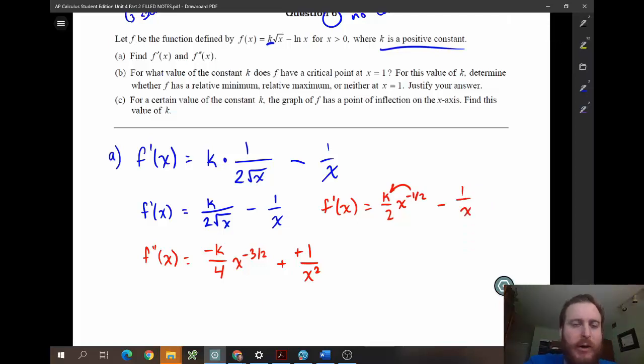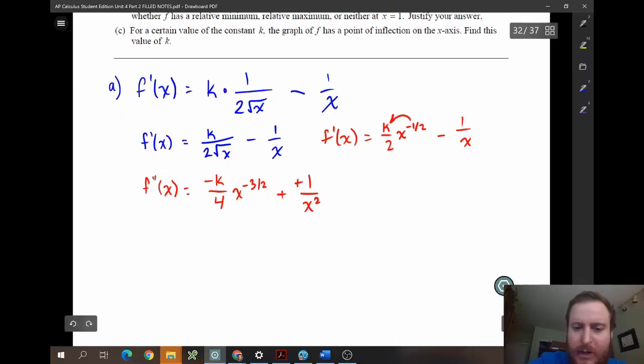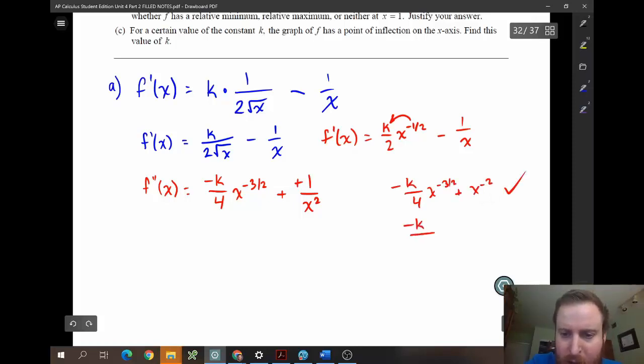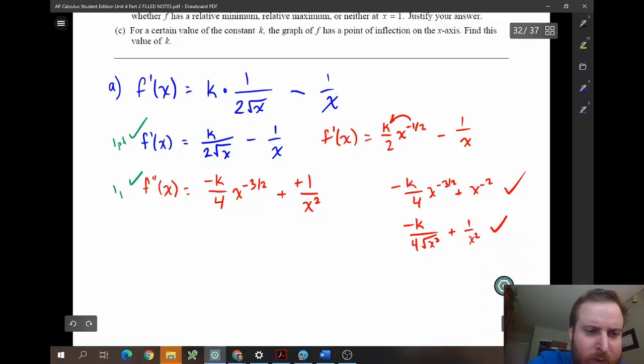So there's my first derivative, there's my second derivative. Honestly, for free response, it doesn't really matter how you write these. Okay? If you had written this as negative k over 4 x to the negative 3/2 plus x to the negative second, you would have gotten the point. If you would have written it as negative k over 4 square root of x cubed plus 1 over x squared, you would have gotten the point, full credit. So there are lots of different ways you could have written it. Even for the first one, if you had written it as k over 2 x to the negative half minus x to the negative 1, you would have gotten the point. But the two that I like are the way that I wrote it here. And so when you're grading this, they were each worth 1 point. So 1 point for the first derivative, 1 point for the second derivative.